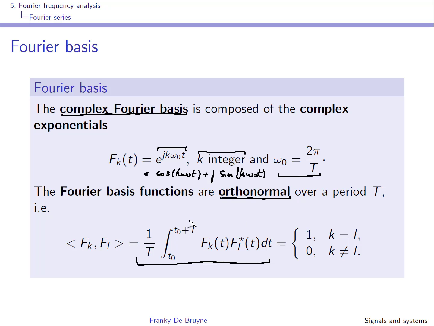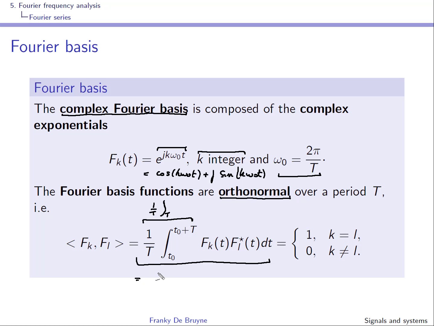Okay, so another way to write this is to say that it's 1 over T. Remember that T is the period, and that you integrate over some period. It doesn't matter which period. This is indicated by this t0, which can be anything. You integrate from t0 to t0 plus T. So this is simply saying that you integrate over a period.